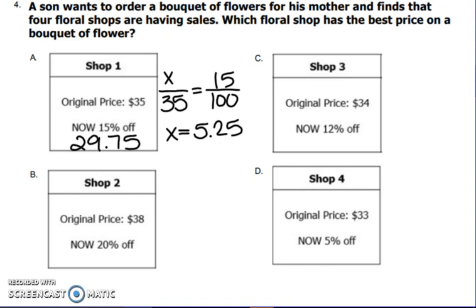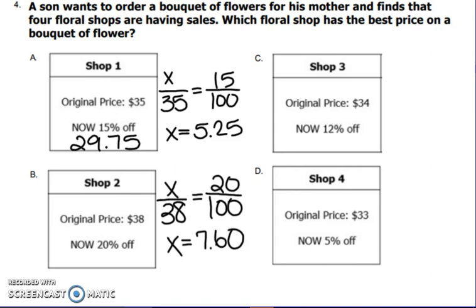But I need to go check all the other ones because I want to pay the least amount of money. So just like with shop number 2, I don't know my sale, but I do know that the original price is $38. And there is a 20% off sale, and it's over 100. I'm going to multiply, I'm going to divide, and I'm going to get that my discount is $7.60, which when I subtract from my original price, I get $30.40. Now, taking a look at answer choices A and B, remember, we're trying to find what has the best price.